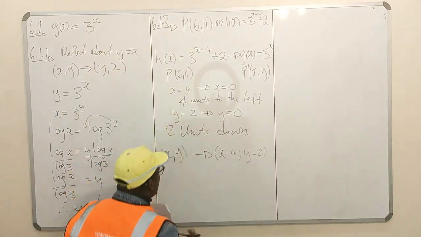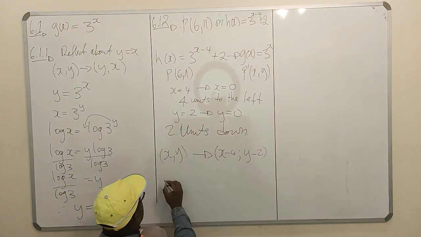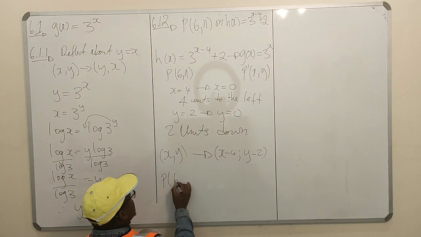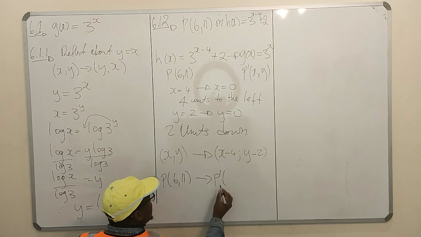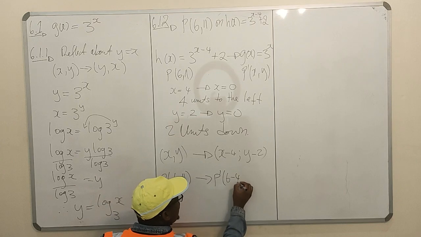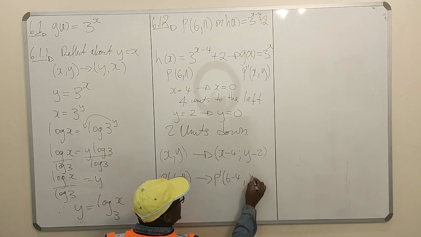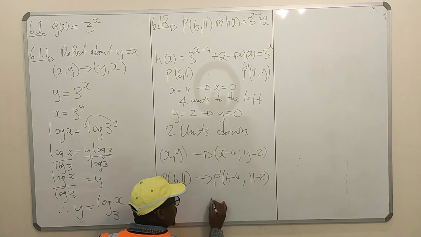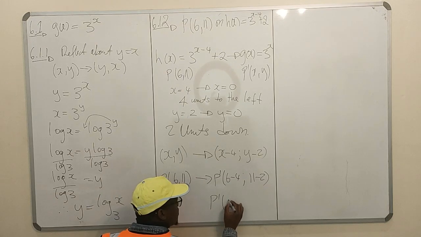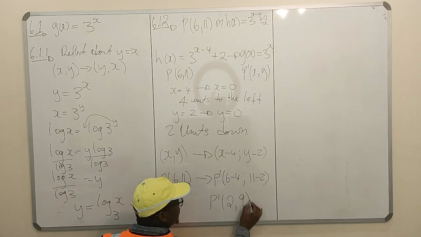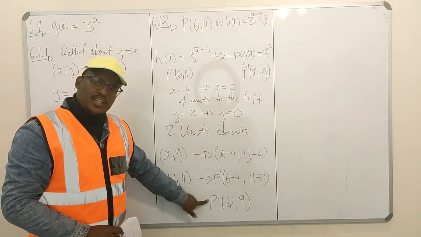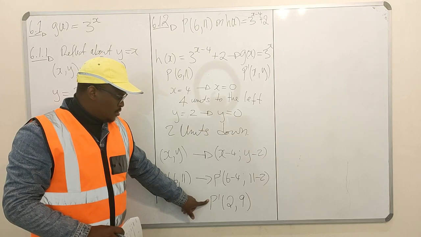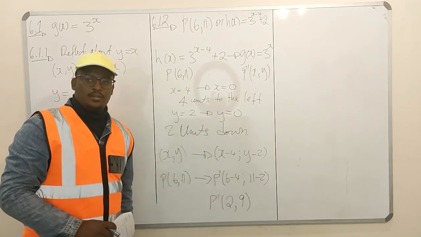So now, if your P is (6, 11), then the image of (6, 11) will be (6 minus 4, 11 minus 2). So your image of P is (2, 9). That will be the coordinates of P on the new function g.